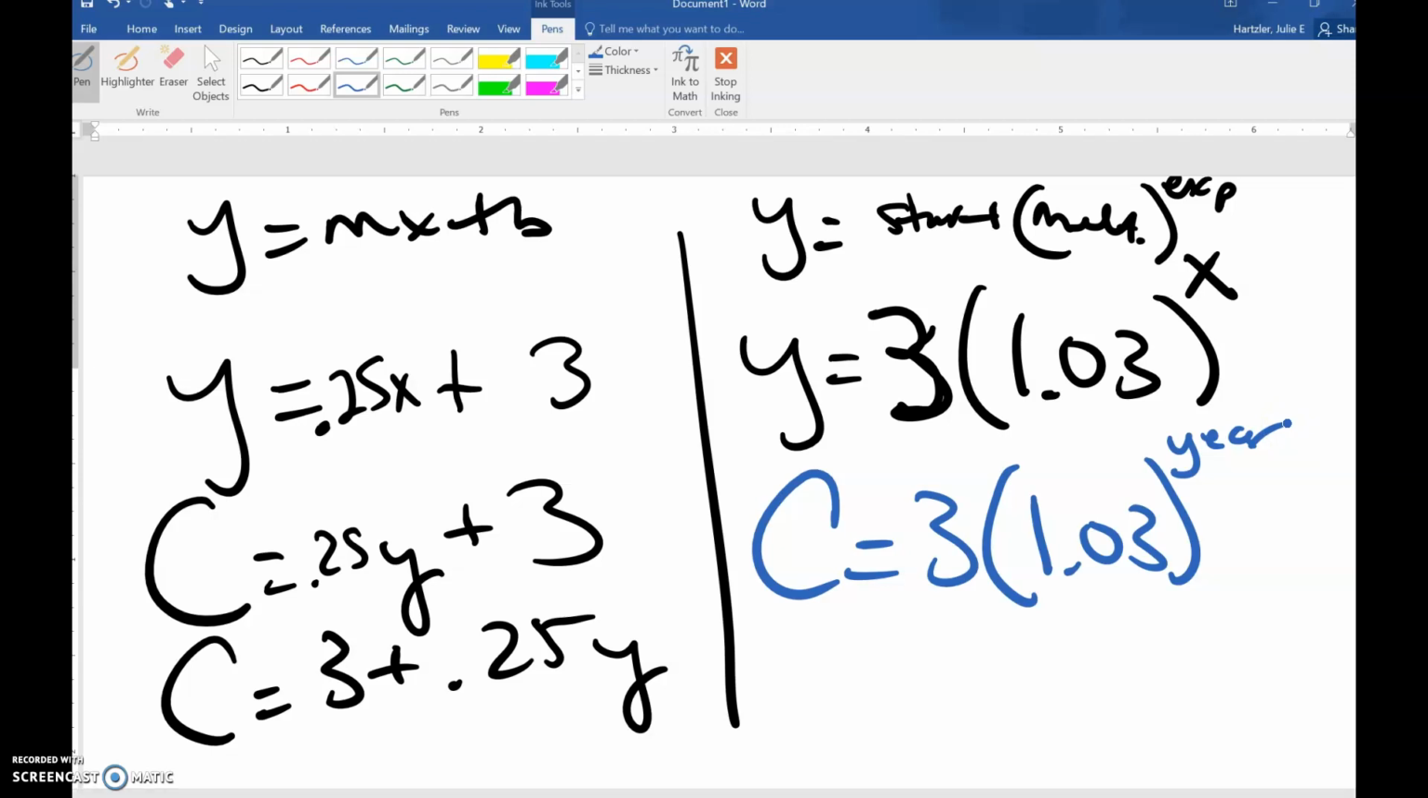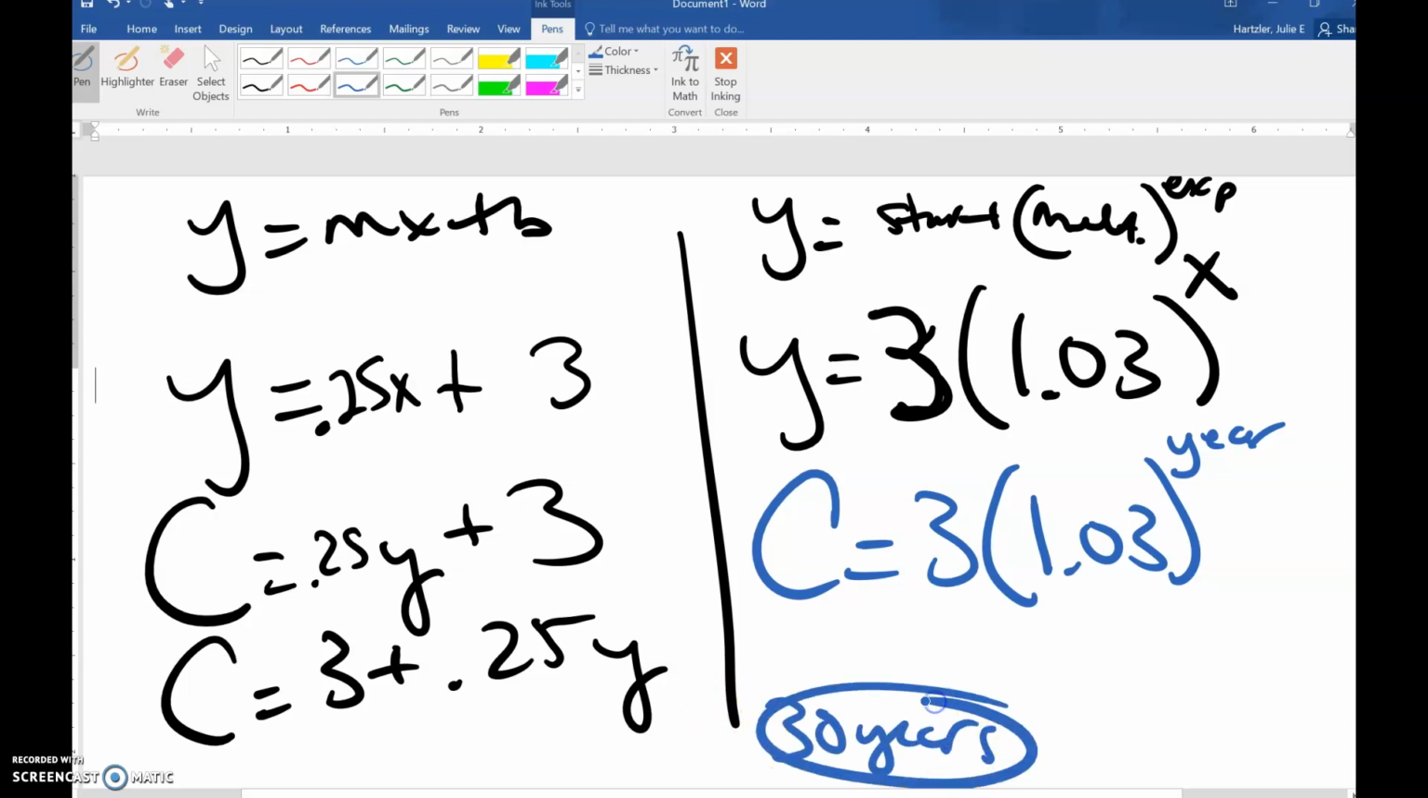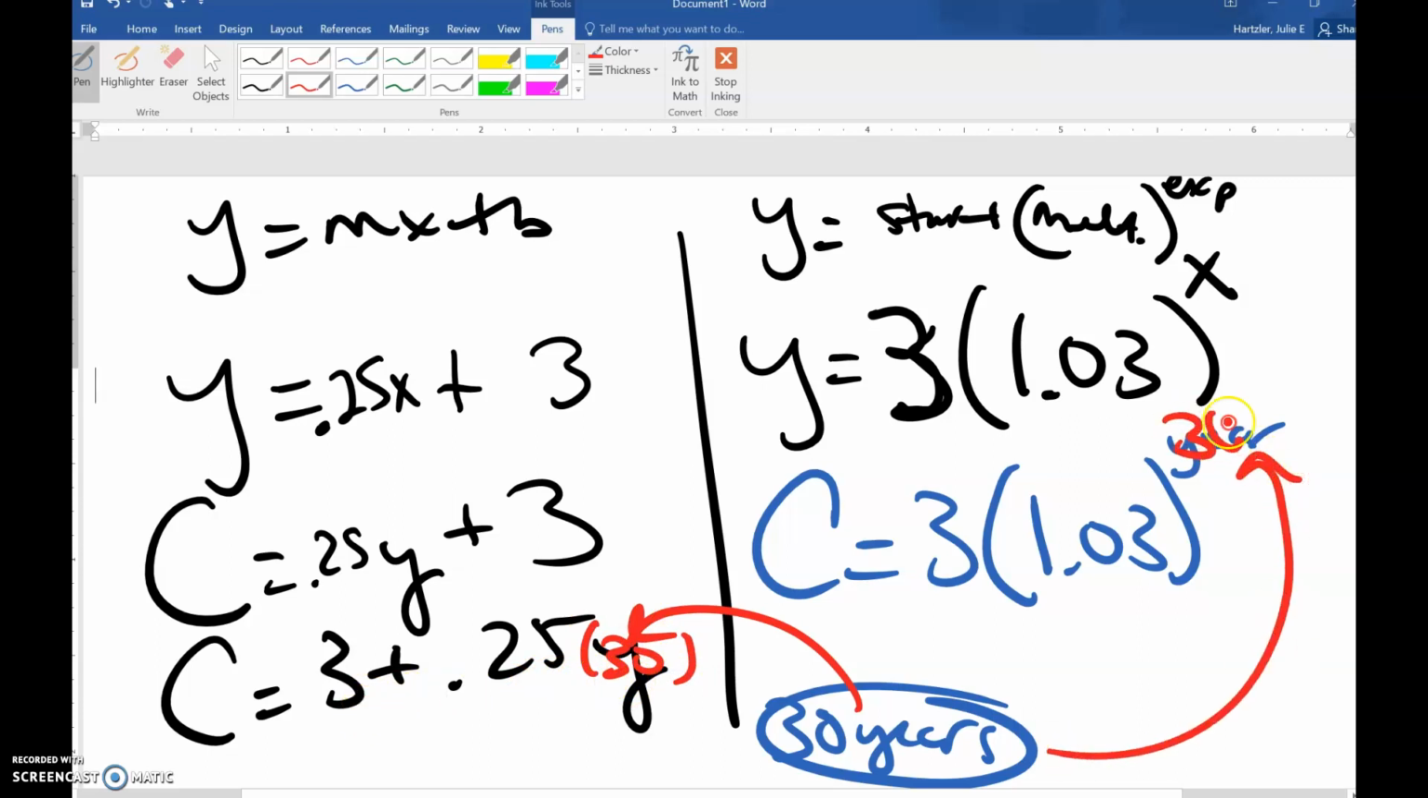Now, if you want to use these formulas, you'd have different things. Like if I wanted to know the price of milk in 30 years from now, that's your input. So then you would take 30 years, and here you just take 25 cents times 30, add the $3 to get the price, where here the exponent is your 30. So here you'd have to take 3 times 1.03 raised to the 30 power to get the price of the milk in the future. All right, go ahead and do number 5, A through F.